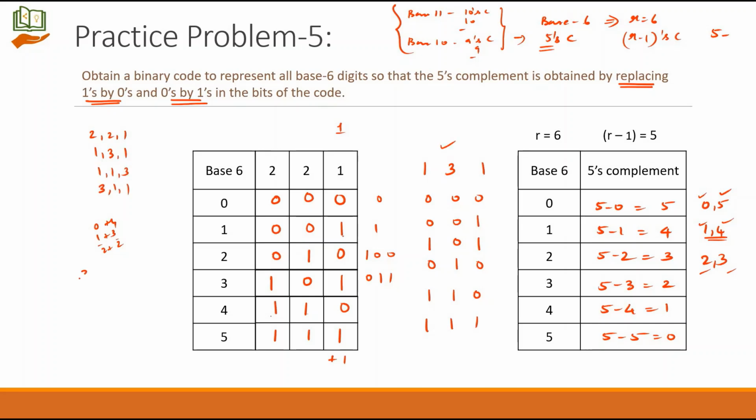What about 3, 1, 1? Let's take 0, 0, 0, 1, 1, 1. So this is 0, 1, 2, 3, 4, 5. What about 1? This is 1 and this is 4. What about 2? Yes, in any way you express, these are going to be complementing codes. So not only with 2, 2, 1, it can also be 1, 2, 2 and it can also be 2, 1, 2. If you end up with any of these codes, it is right only.